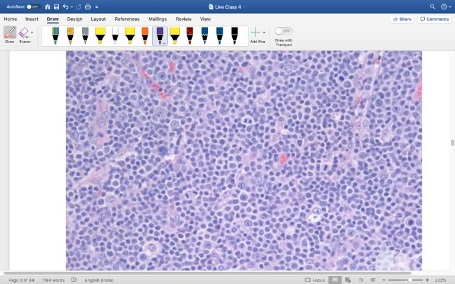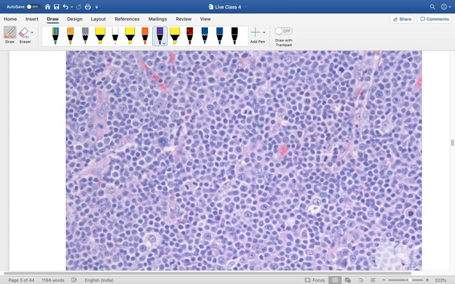So, doctor, what are you seeing here? What is this histology? Excellent. Multiple myeloma, translocation of FGFR3. That's how, doctor.